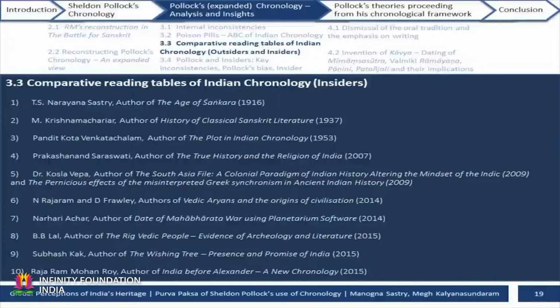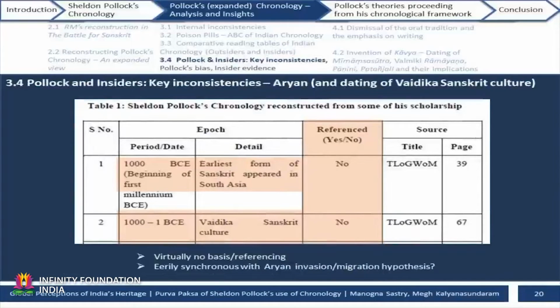Now, coming to the A of ABC, that is the Aryan problem. The first row of Pollock's data in table 1 reads, beginning of 1st millennium BCE, when, as per Pollock, earliest form of Sanskrit appeared. Note the word appeared, and again note South Asia, not India. This is followed by Vedika Sanskrit culture being dated, or should one say, snugly fitted into the 1st millennium BCE, both with virtually no basis, certainly no explicit referencing, and clearly in alignment with Aryan invasion/migration hypotheses.